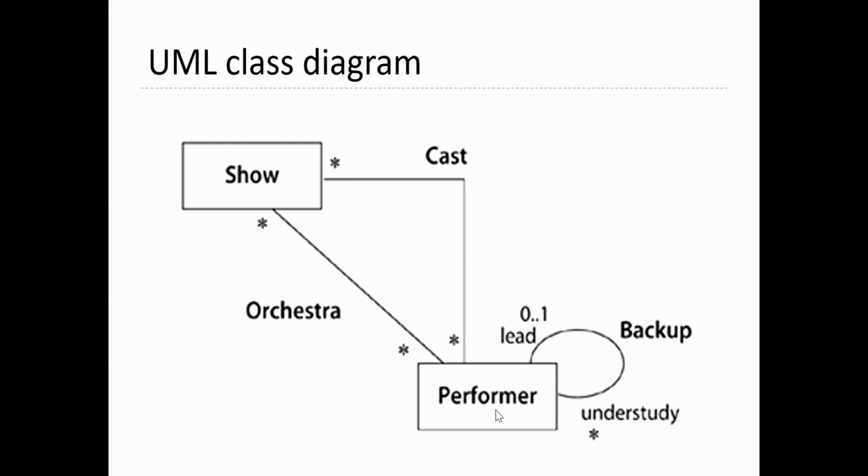A class can have a relationship with itself. Here you've got the Performer class, and notice that there's an association relationship with the class itself. This is the backup role. A lead actor, for example, might have 0 or more people backing them up, typically called understudies. Each performer that's a lead might have 0 or more understudies, and each performer that's an understudy can be the understudy for 0 or 1 leads.